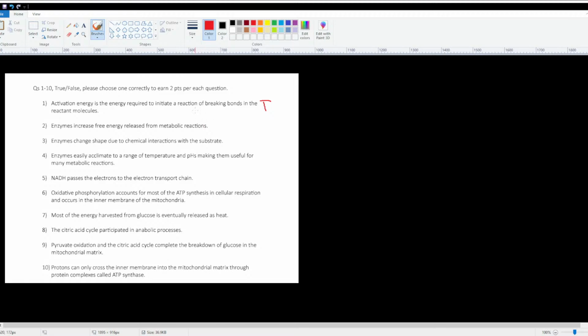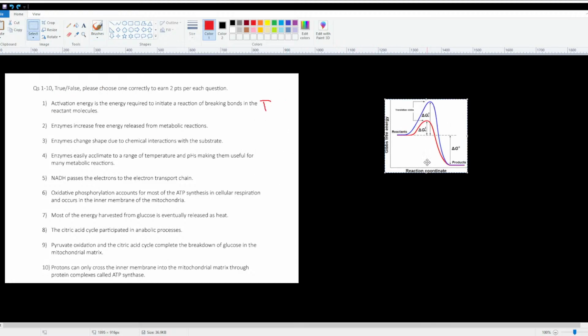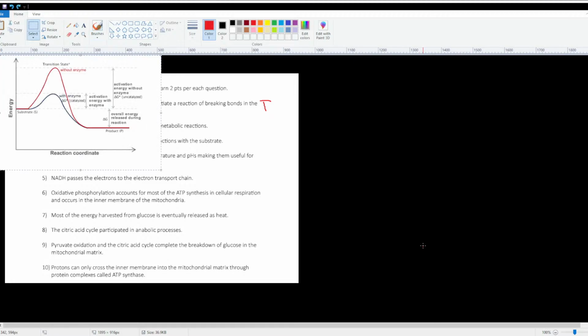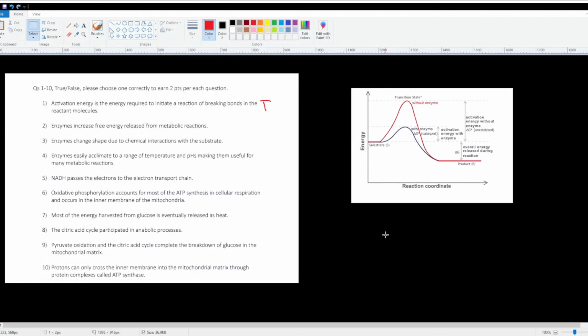So, how about number 2? Enzymes increase free energy released from metabolic reactions. What I just showed you was just a regular free energy diagram. But now what I'm going to show you is a free energy diagram with an enzyme. So let's see this. So what's different here? Actually, I'm going to see if I can find a different one. Just give me one moment. Okay, this one, I guess this is better.